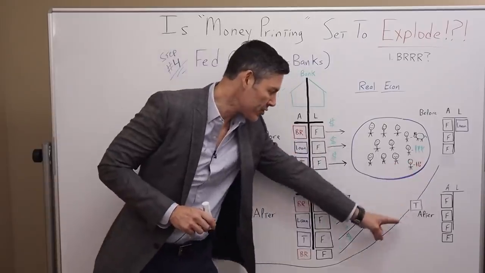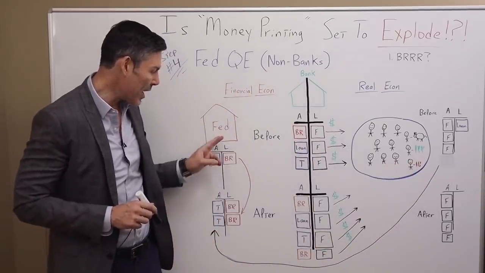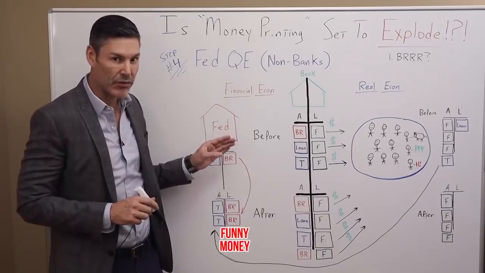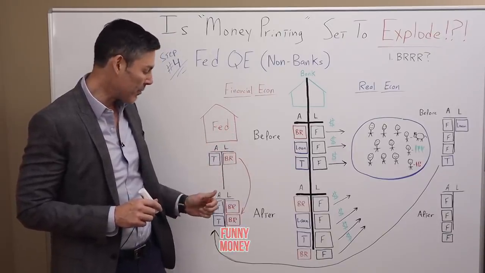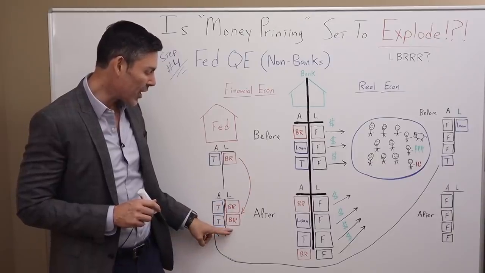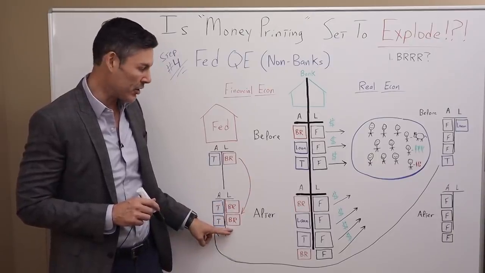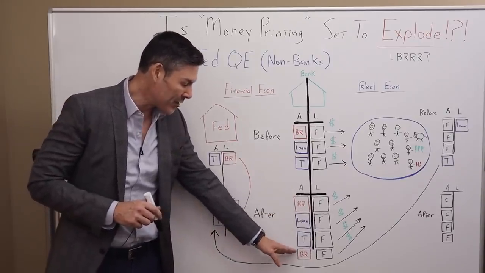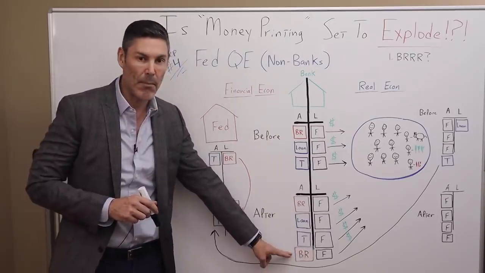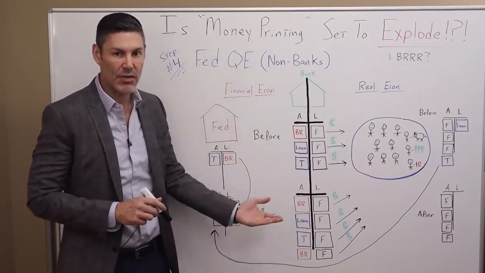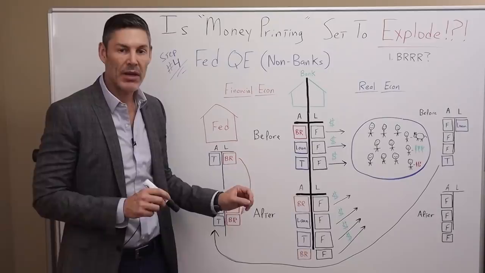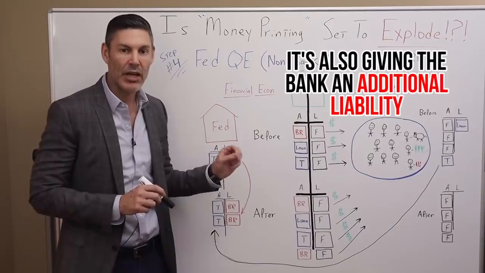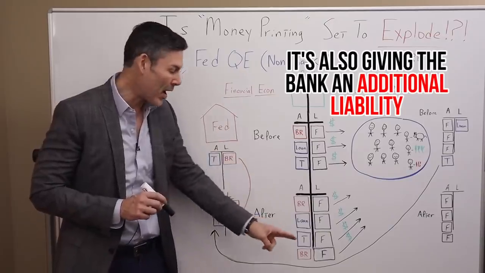The entity sells the treasury to the Fed. To pay for the treasury, the Fed has to print up funny money, bank reserves, just like they did in the prior step. So that's an increase on the liability side of their balance sheet. But that would add to the asset side of the commercial bank's balance sheet. They would have additional bank reserves. You say, well, isn't that just giving the bank free money? No, because it's also giving the bank an additional liability in the form of an extra deposit.